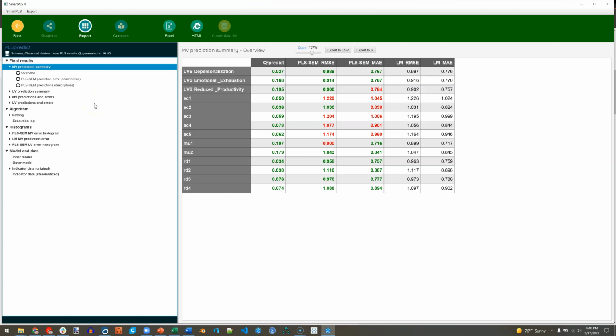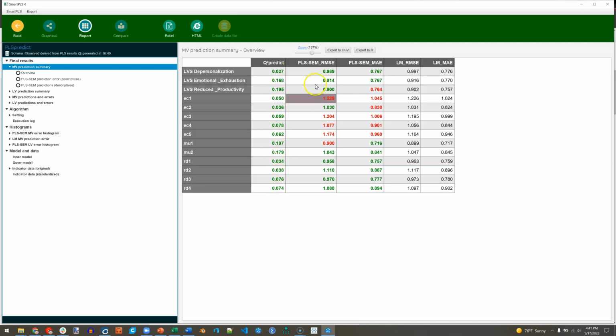Now this is way better than in SmartPLS 3. Much more user-friendly. What are we looking for? Well, we're looking for green values in the Q squared predict. Anything that is above zero is considered good. And so we're doing great there.